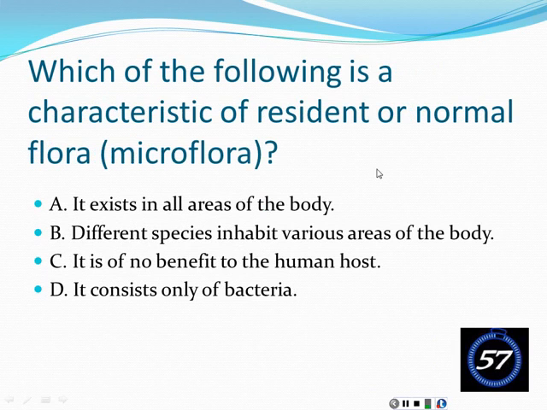All right, so which of the following is a characteristic of resident or normal flora?